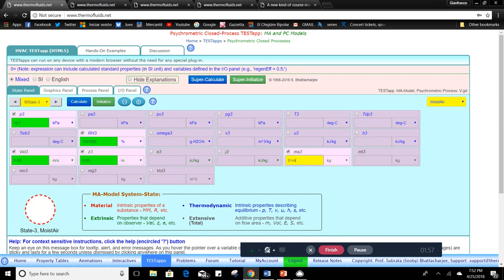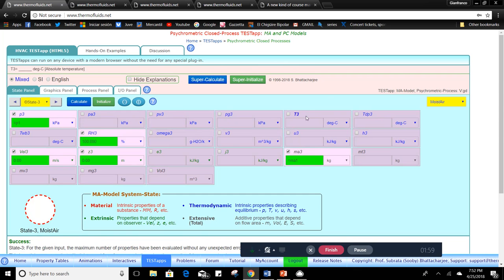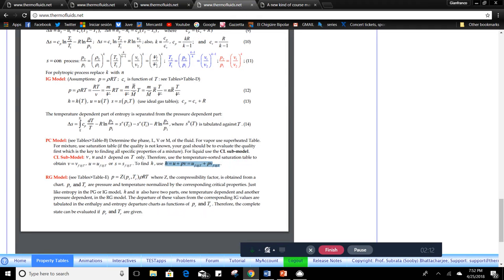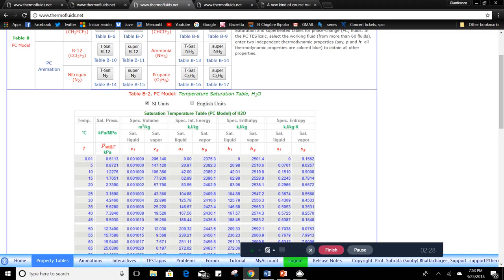We continue with the mass, and in order to find the difference between state 2 and state 3, we need the H value, the enthalpy value. In order to find the enthalpy value, we have in the PC model the equation where we use the specific internal energy plus the pressure times the specific volume at the saturated temperature, which can be found in table E2.